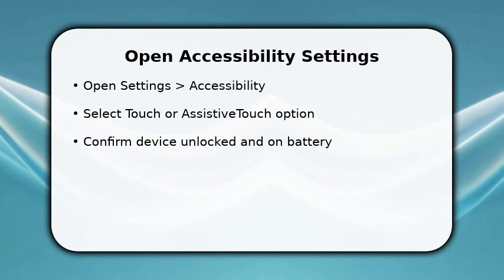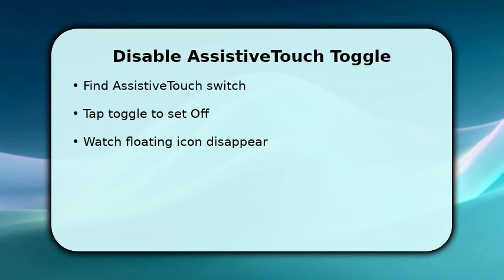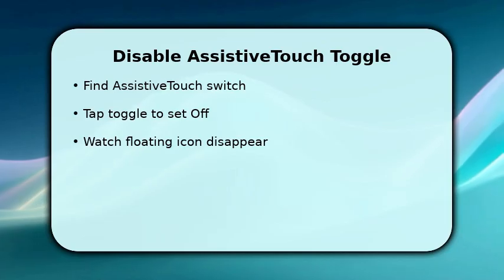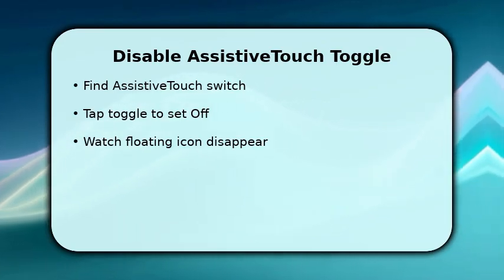Now look for the Assistive Touch switch inside the touch settings. It's the control that governs the floating button. You tap the toggle to set it to off, and the system will stop drawing the on-screen control.